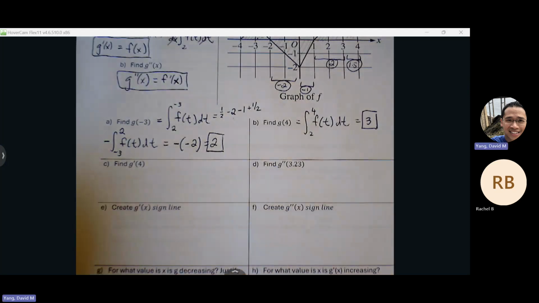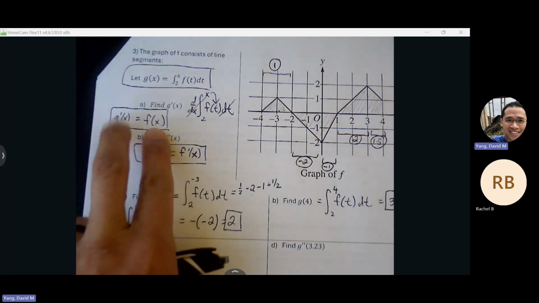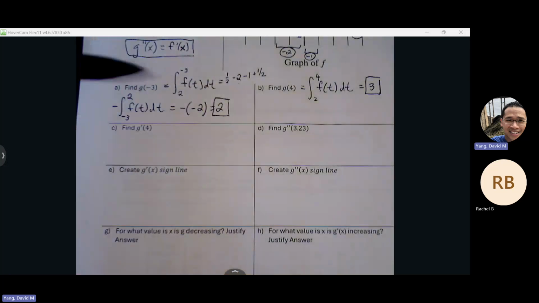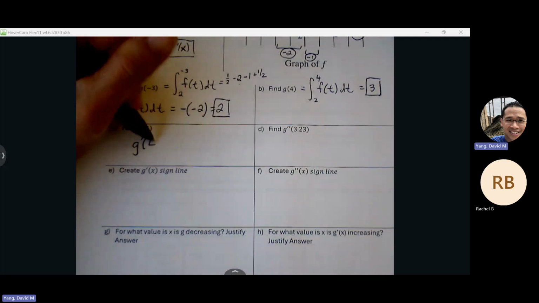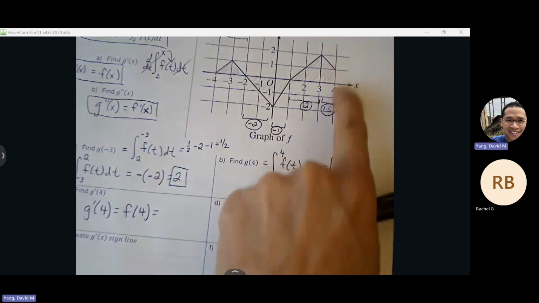All right, G prime of 4. We look at the relationship that's provided here. G prime of 4 is equal to F of 4, so that should just be the ordered pair. By the ordered pair, F of 4 equals 1.